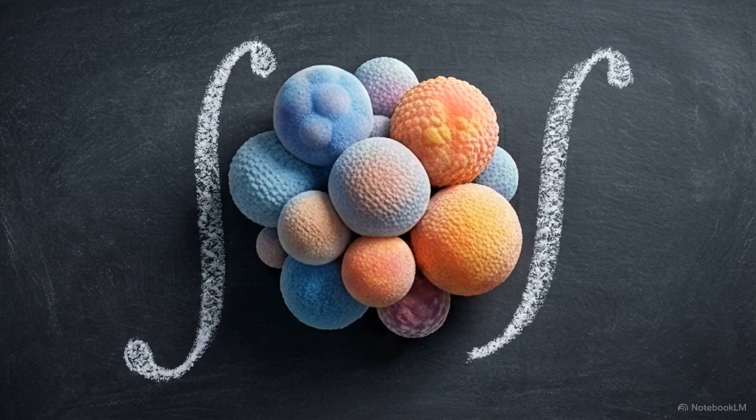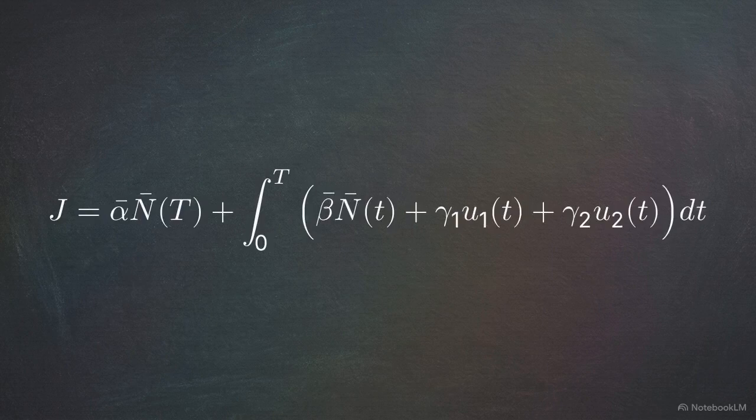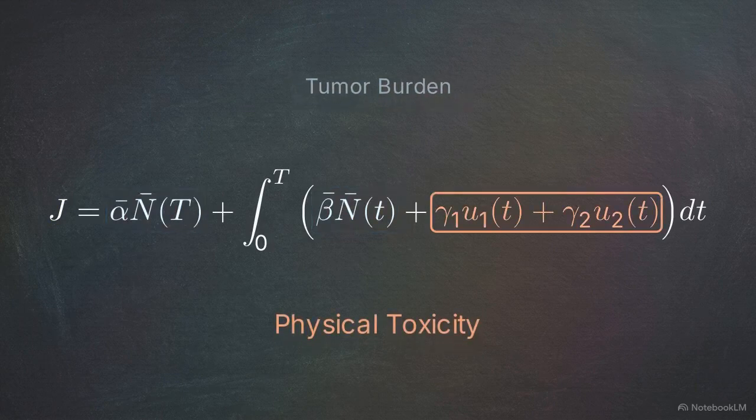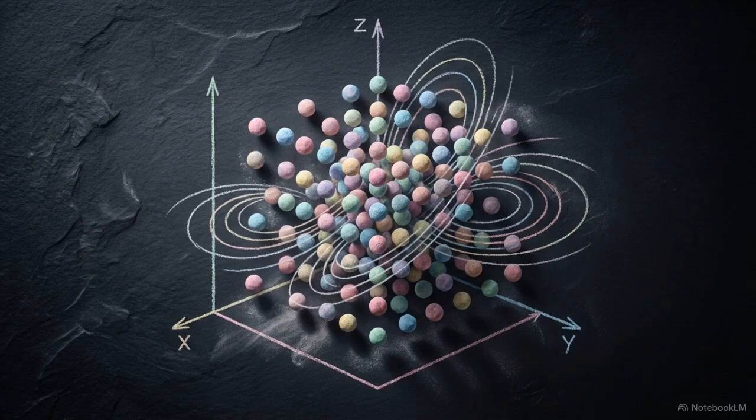the different resistance traits. Finding the right drug dosage requires minimizing a specific cost-functional equation. This forces the system to balance two competing variables, minimizing the total tumor burden at the end of treatment while strictly limiting the cumulative physical toxicity of the drugs. Managing heterogeneous cancer means solving a dynamic, multi-objective optimization problem across a continuously shifting parameter space.